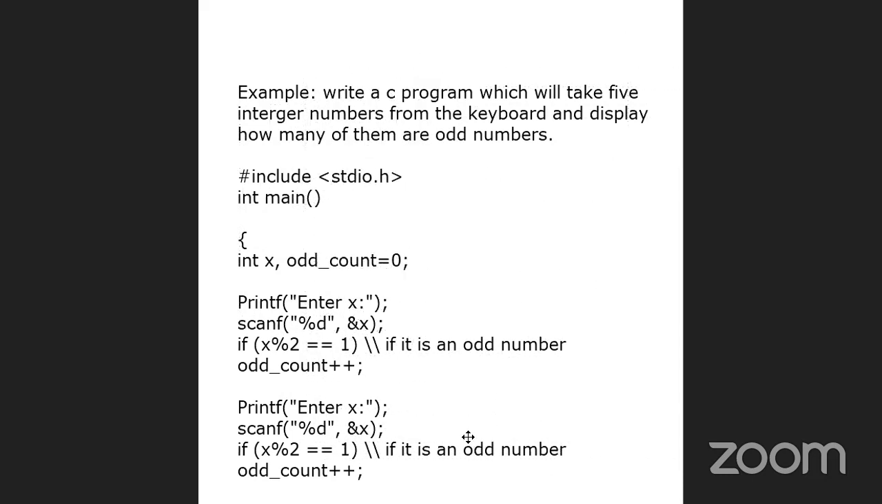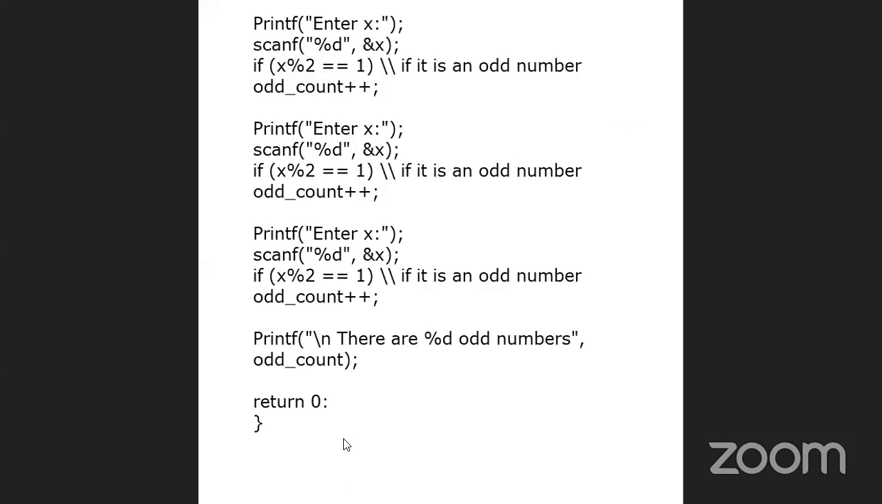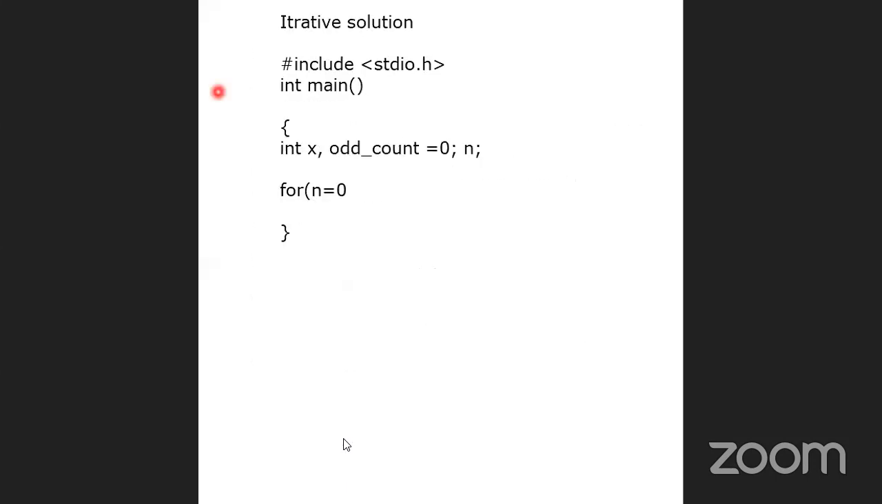So here is a question for us to write a C program, which will take 5 integer numbers. So the 5 integer numbers means that we should specify a loop counter because it's going to repeat itself from the keyboard and display how many of them are odd numbers. So we go back to where we stopped, the iterative solution there, and then we try to continue with that.